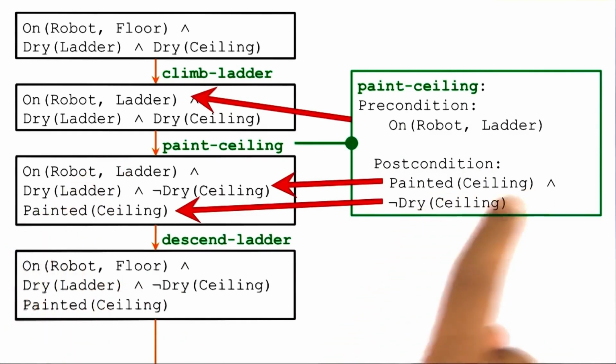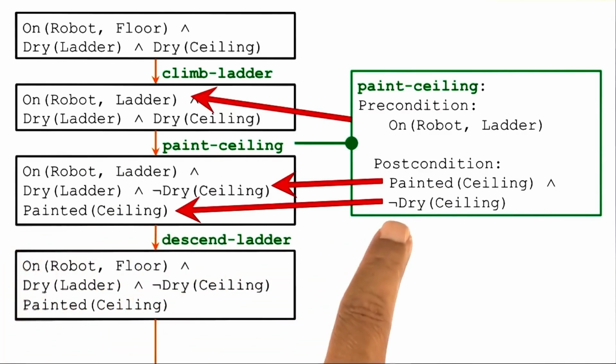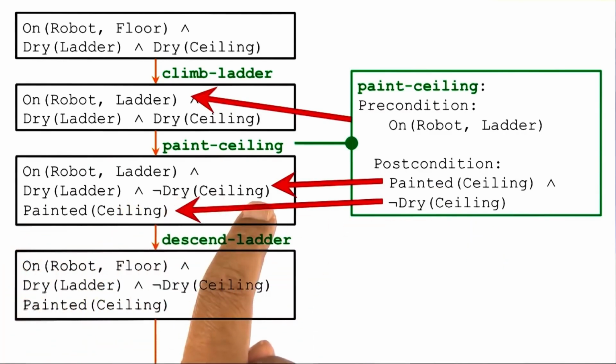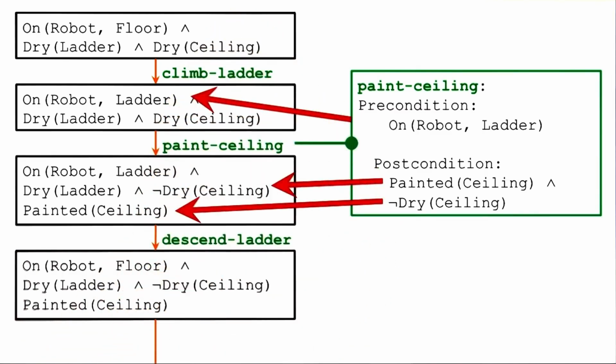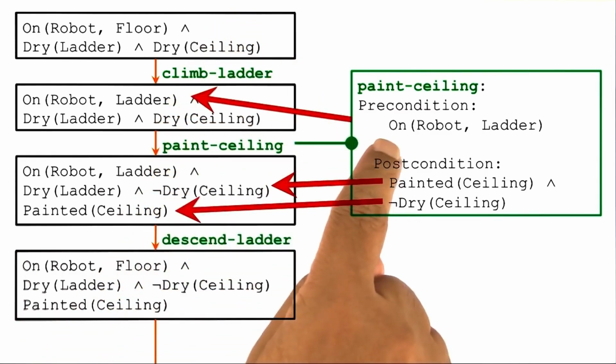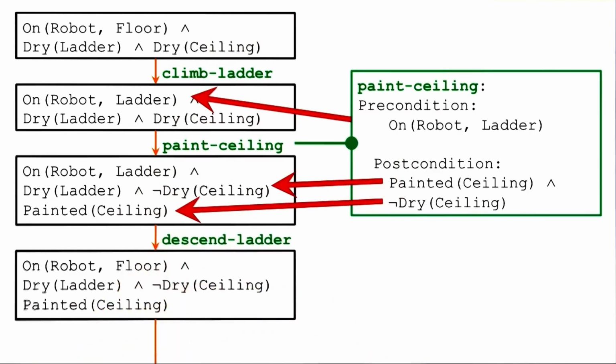So I have painted ceiling here, there is painted ceiling there. There is not dry ceiling here, there is not dry ceiling here. So this provides a very precise way of specifying the states and the operators and the exact connections between them.